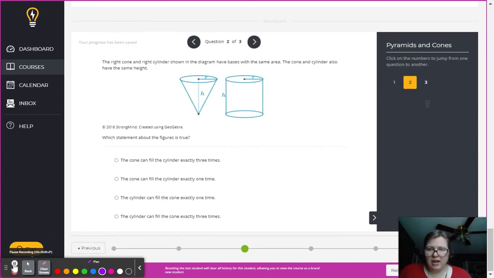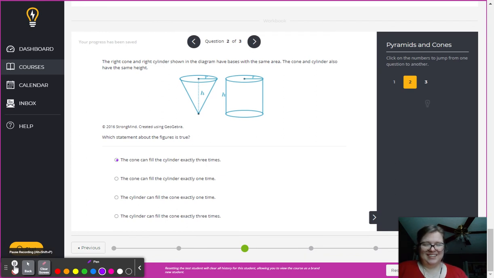This one says the right cone and the right cylinder have the same base with the same area, the same height. What is the difference between them? So remember that the cone is 1/3 of the volume of the cylinder. In other words, the cylinder is 3 times the volume of the cone. So the cone can fill the cylinder exactly 3 times. That's the answer. So that was 20.2.